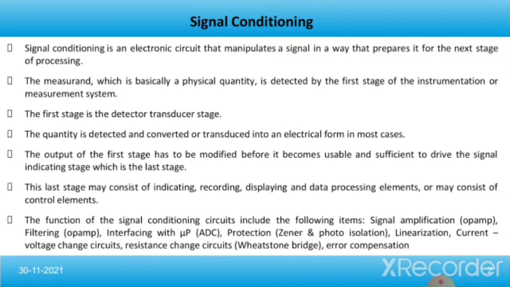The function of the signal conditioning circuits include the following items. First, signal amplification, then filtering, interfacing with microprocessor, protection, linearization, voltage change circuits, resistance change circuits, and error compensation. These are some of the functions of signal conditioning circuits.